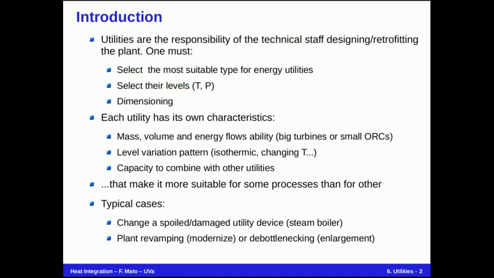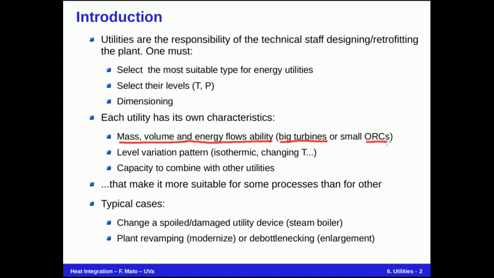Each utility has its own characteristics. First, the size of the type of utility, the mass, the volume, or energy flow stability, that can be very different. The amount of energy that a big turbine can produce is very different from a small organic Rankine cycle.